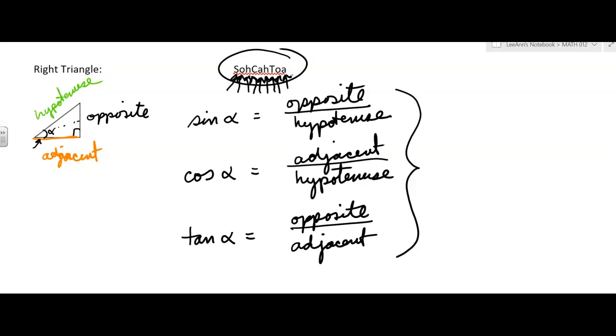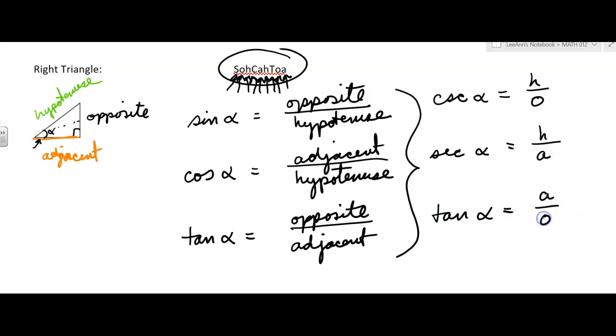Now you might say, what about the other trigonometric functions? Remember, they're all the reciprocals. So cosecant of alpha is hypotenuse over opposite. They're going to talk about this later. Then secant of alpha, the reciprocal of cosine, is hypotenuse over adjacent. And then cotangent of alpha is going to be adjacent over opposite. That's true too, but they just didn't mention it yet.